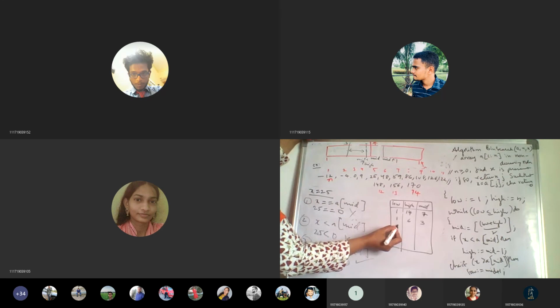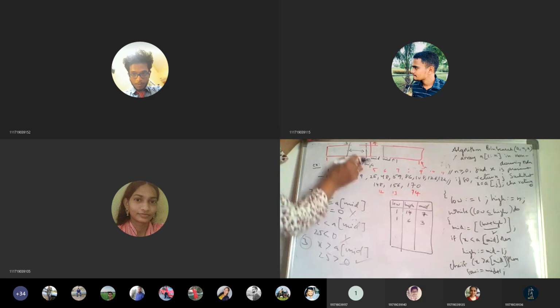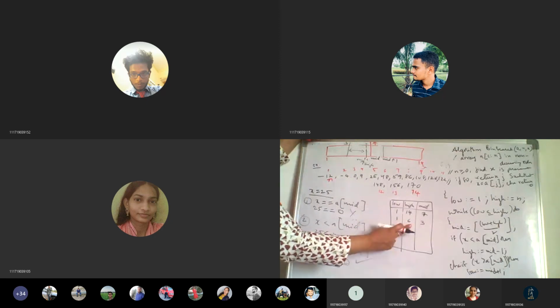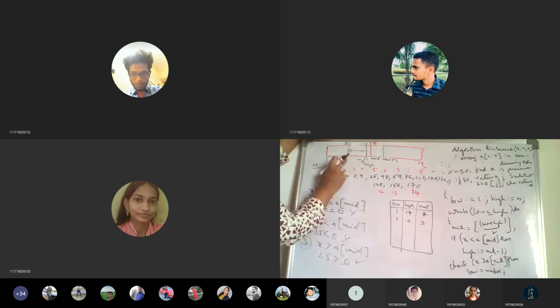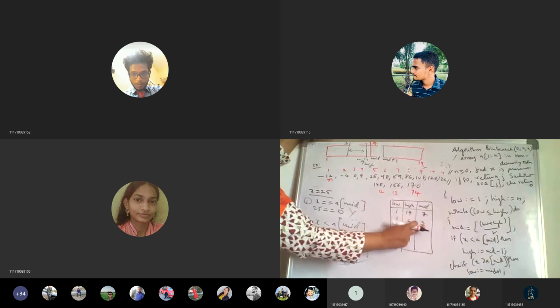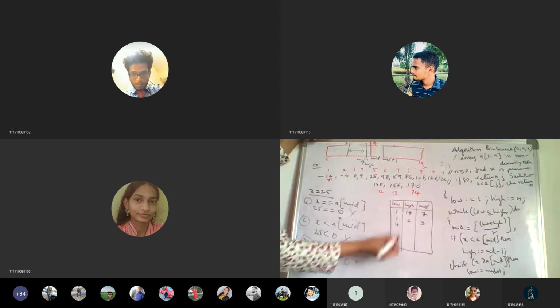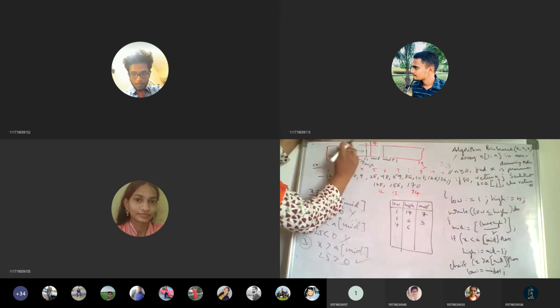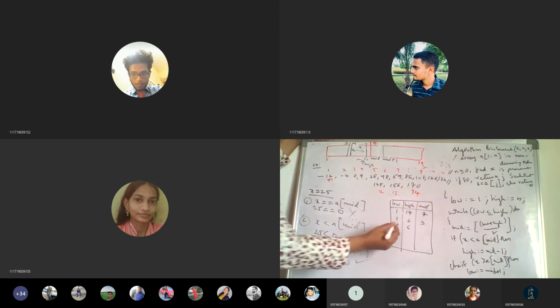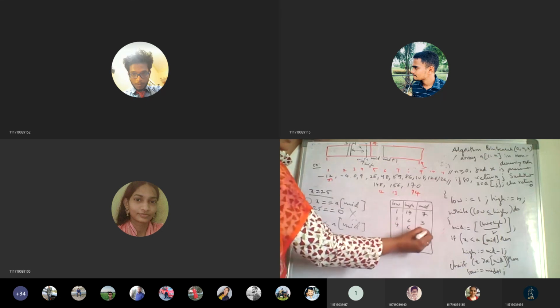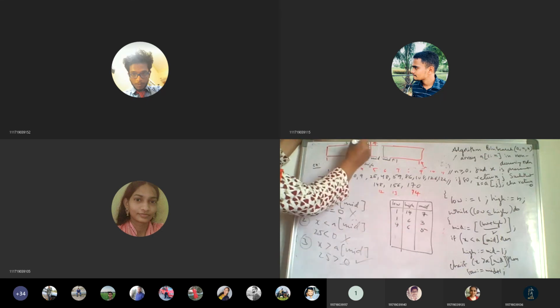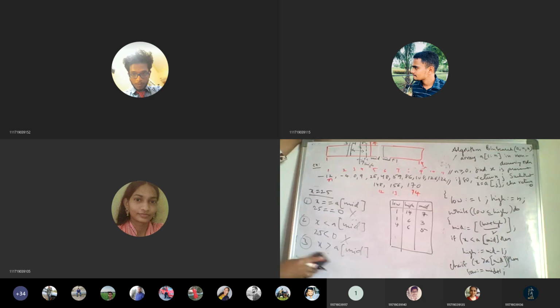So what is the low now? Because the right side list has been taken, low will change. Mid was 3, so low will be mid plus 1, which is 4, and high will be the same. So among elements 4 to 6, this is the range where we can find the x value. So 4 plus 6 by 2 is 5. So among this, the mid value will be 5. Now let's check that again.